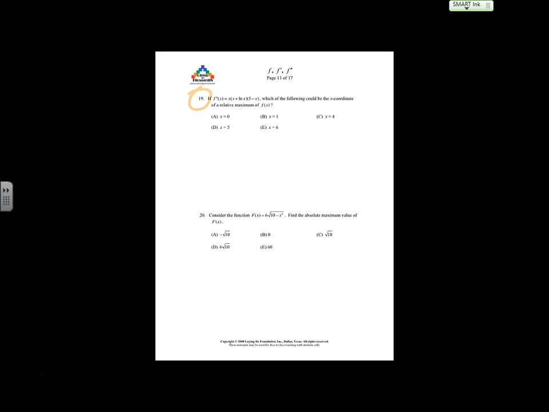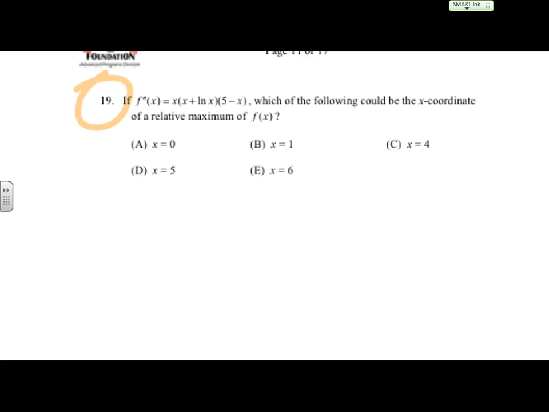So then the other question, number 19. Oh, guys. The minutia.